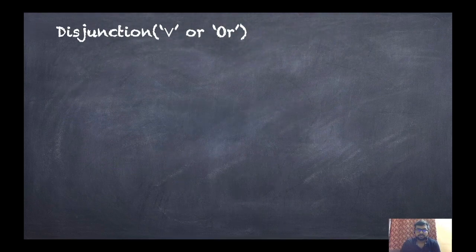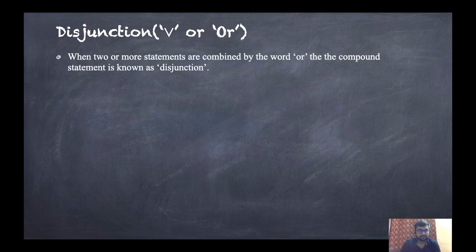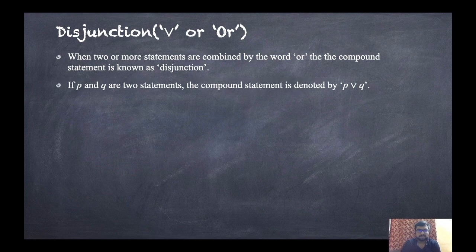Now let us discuss disjunction, or. When two or more statements are combined by the word or, then the compound statement is known as disjunction. For example, let us take two statements P and Q. If P and Q are two statements, then the compound statement is denoted by the symbol P or Q, like this. These are similar: P disjunction Q, or P or Q, or P join Q. These all are similar.